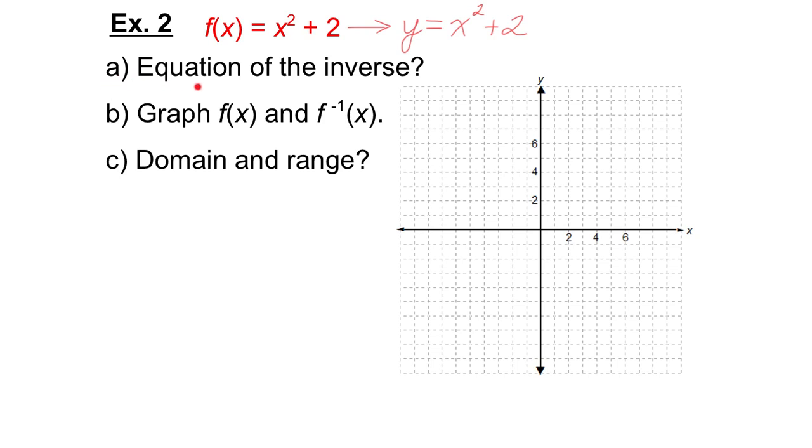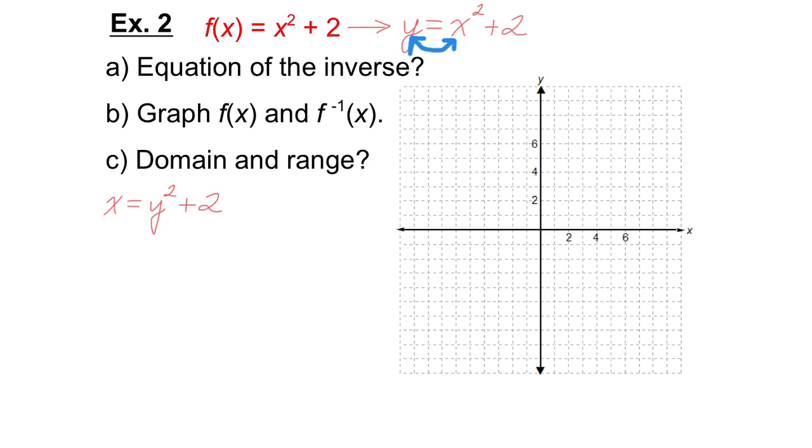So if we're asked to find the equation of the inverse, well, remember in the previous example, I told you to find the inverse, you swap the x and y values. So I can do the same thing. If I swap x and y in the equation of the function, I end up with x equals y squared plus 2. So this is the beginnings of the equation of the inverse of my function. I've just swapped x and y, that's it.